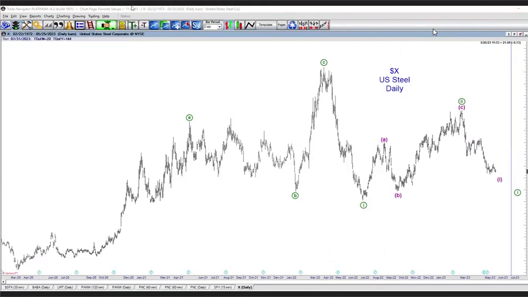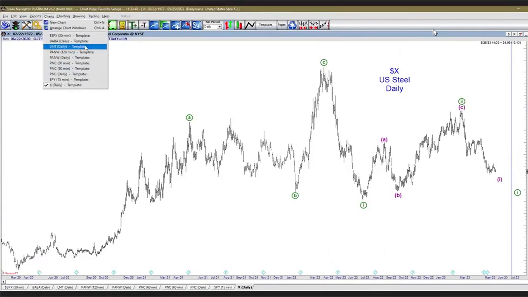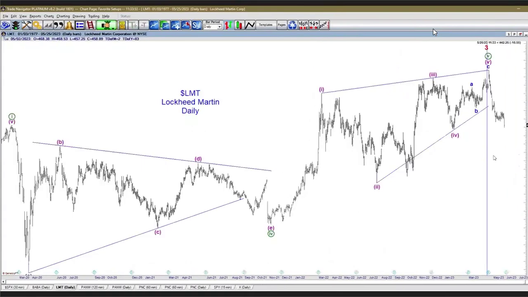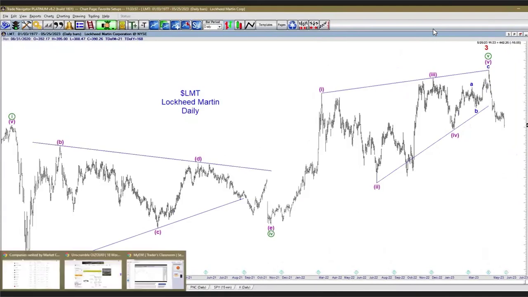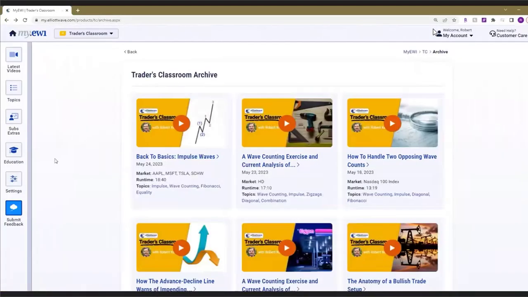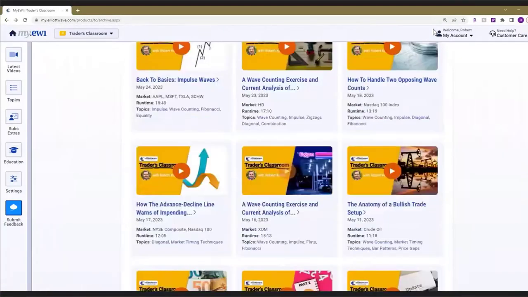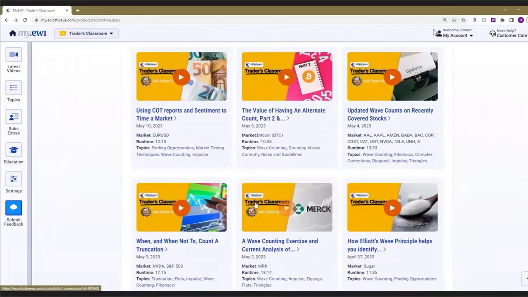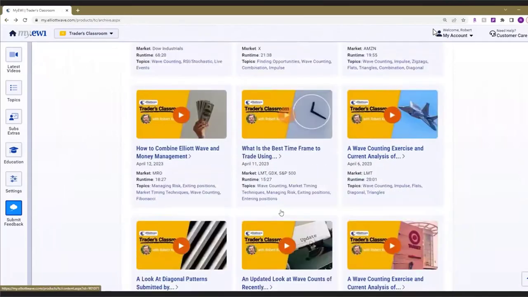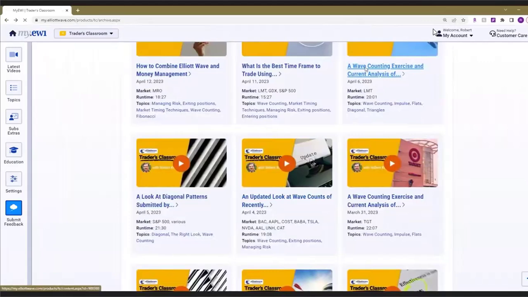All right, and let's take a look at another one. Well, this will be the ending diagonal example. And this was from the trader's classroom on April the 6th. All right, so let's quickly take a glance at that. This was the wave counting exercise on Lockheed Martin.